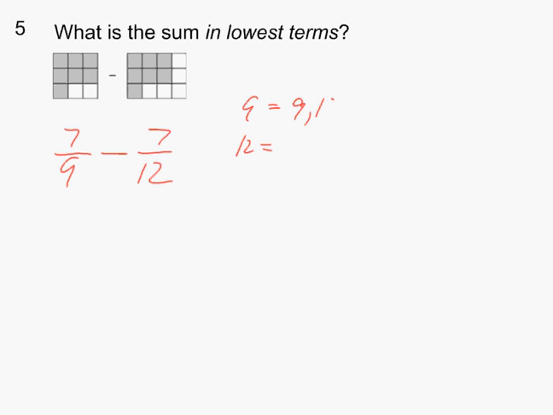So 9 and 18 and 27 and 36, and we'll go 45. I'll stop there just to see. 12, 24, 30. Oh, look at that. We found one. So 36 is the lowest common denominator.